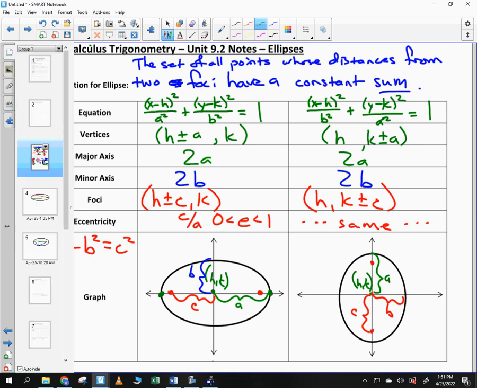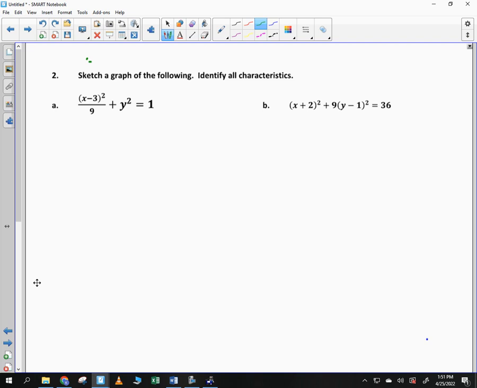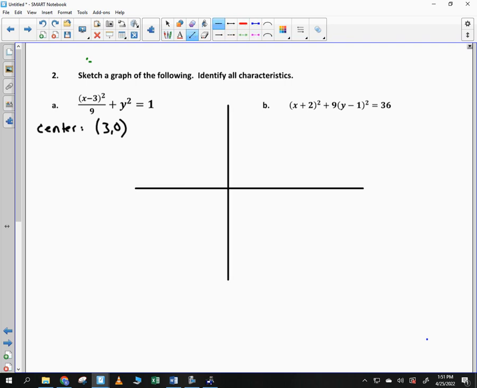Flip it over. What do you notice is different about this one? Yeah, there's a horizontal shift here for the center, isn't there? What is the center? 3, 0. 3, 0 is my center. So I'm going to plot 3, 0. So that's my center.